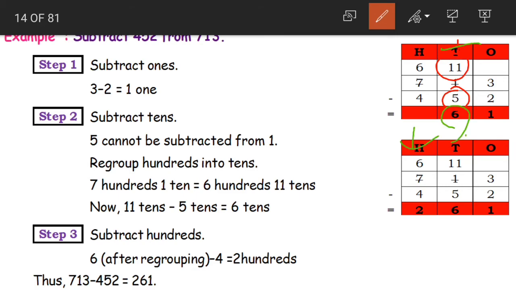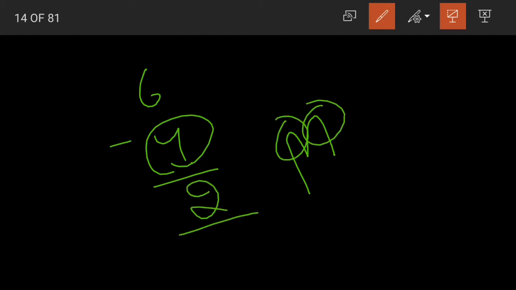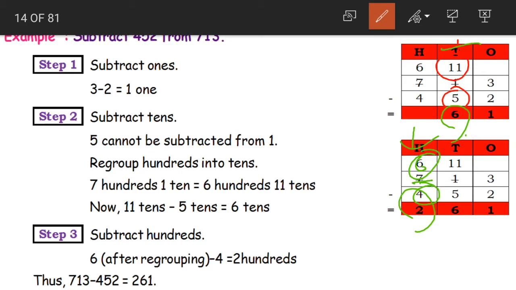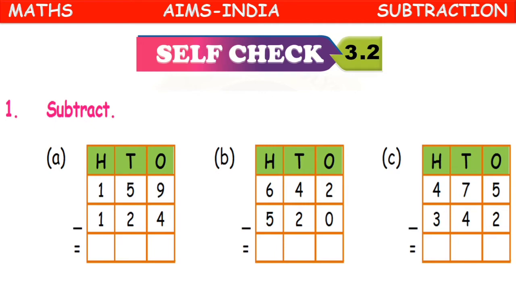Yes. Now moving on to the hundreds place. 7 became 6 here. So 6 minus 4. Keep 4 in mind. After 4 we have 5, 6. How many fingers? 2 fingers. So 6 minus 4 is equal to 2. Clear children? This was subtraction of 3-digit numbers with regrouping of hundreds. Self-check. Let us do some exercises now.